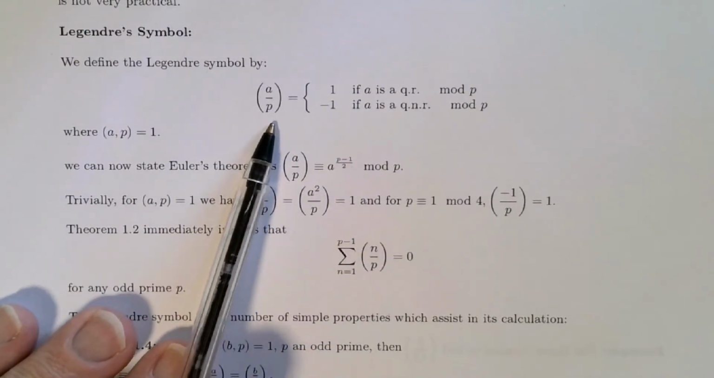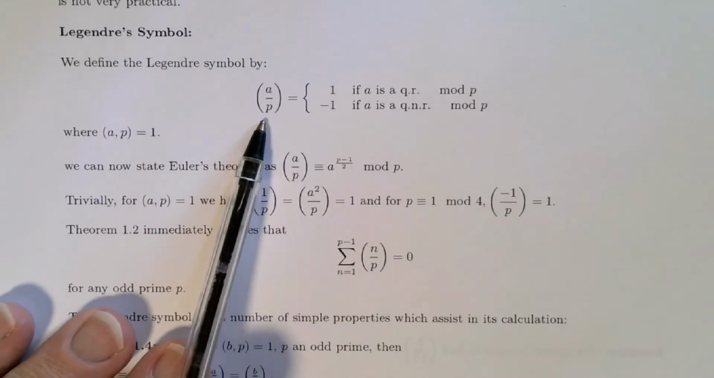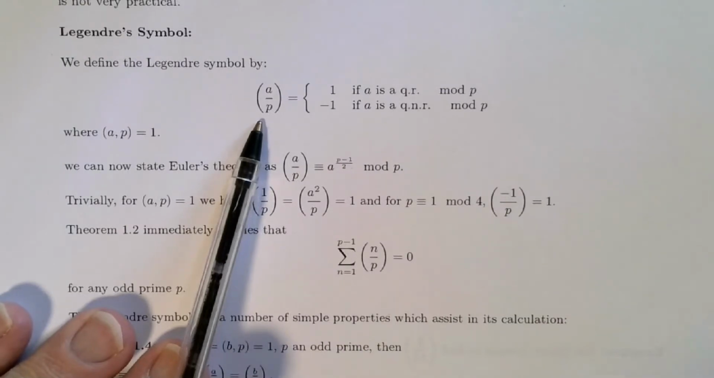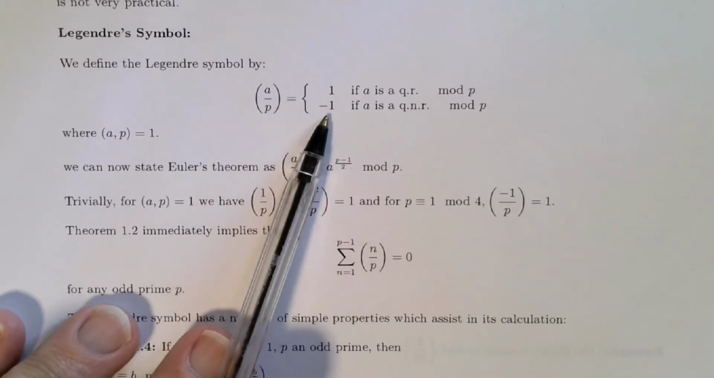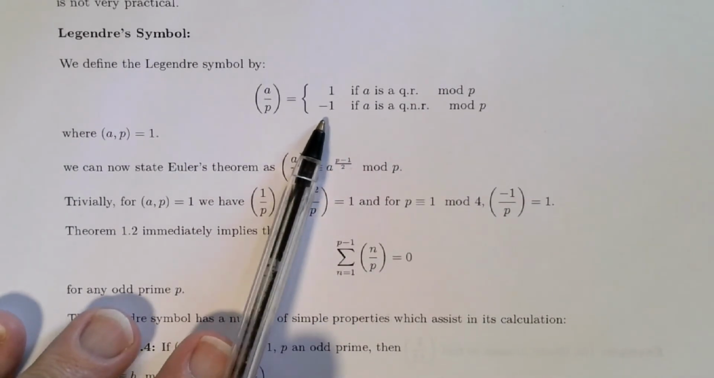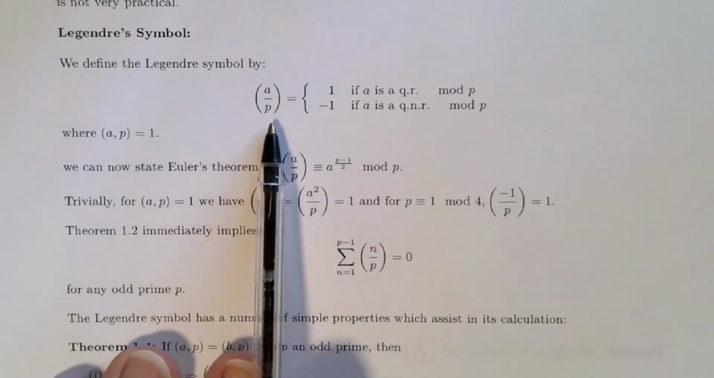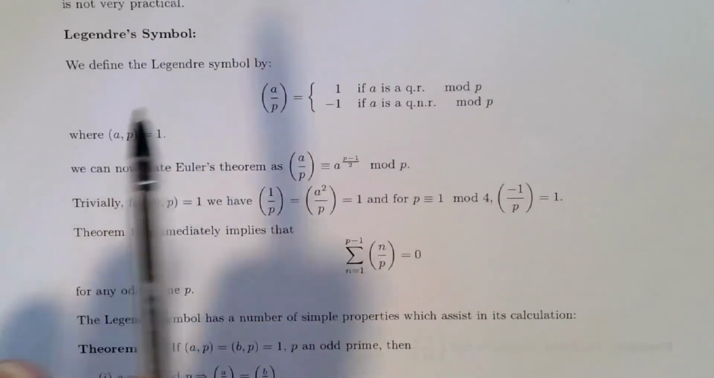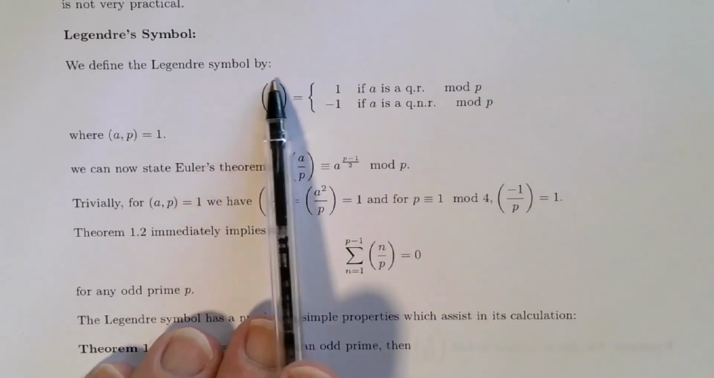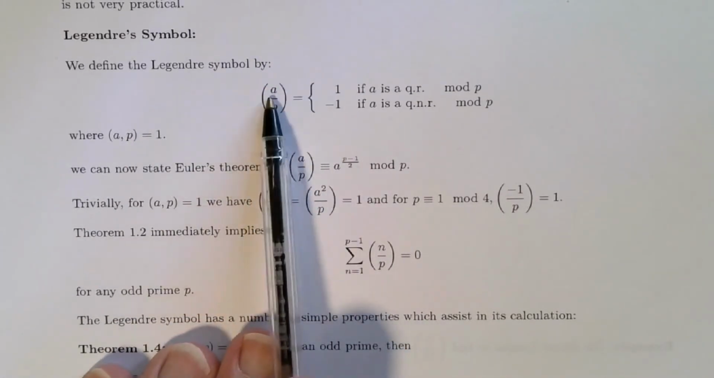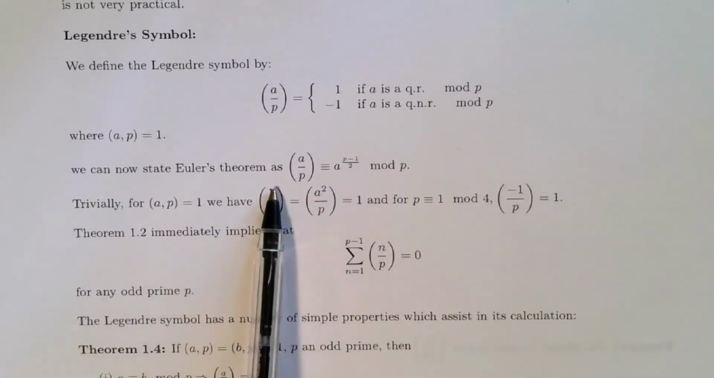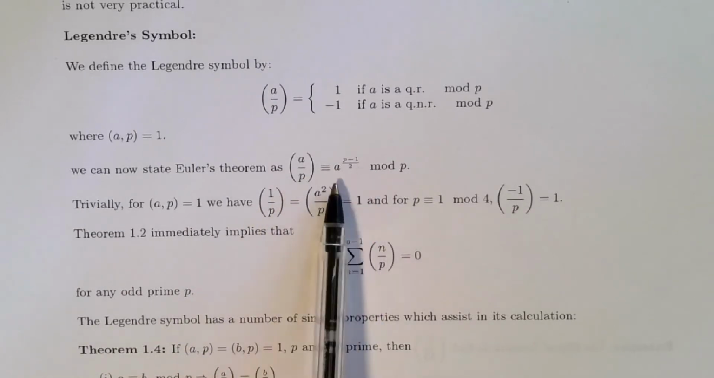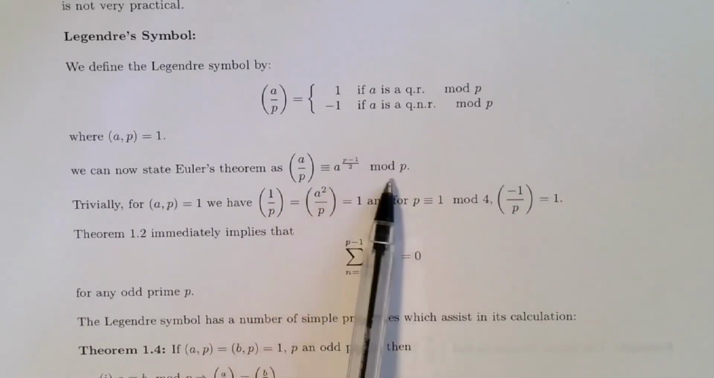This is an interesting example. We're going to generalize this a lot later on when we get to characters. This is going to be an example of a character of order 2. These are the two square roots of 1. At the moment we're just going to say that if a is a square, then that symbol takes the value 1. If a is not a square, it takes the value −1. We can now write Euler's theorem as (a/p) ≡ a^((p−1)/2) mod p.